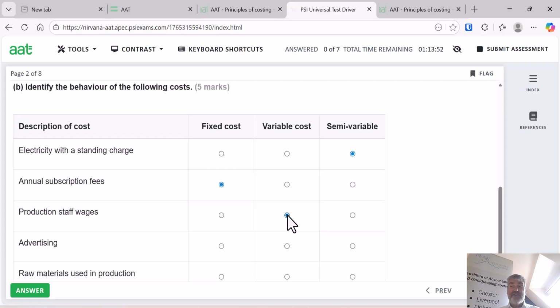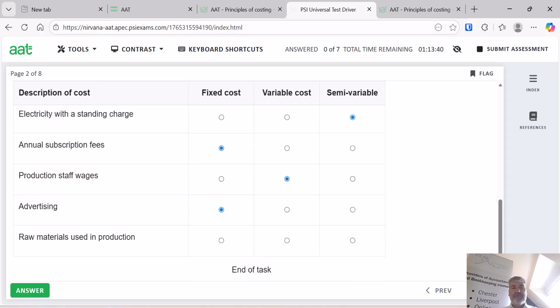So what about advertising then? Well, a bit like the annual subscription fees, we will typically pay a flat rate for advertising. So advertising, I would put that down as a fixed cost for the period.